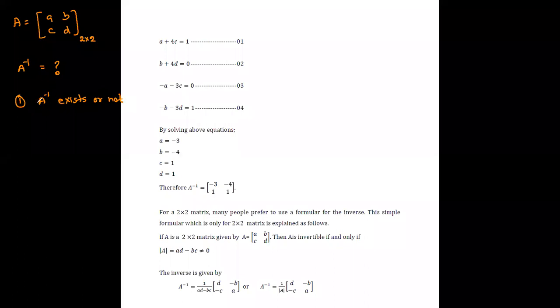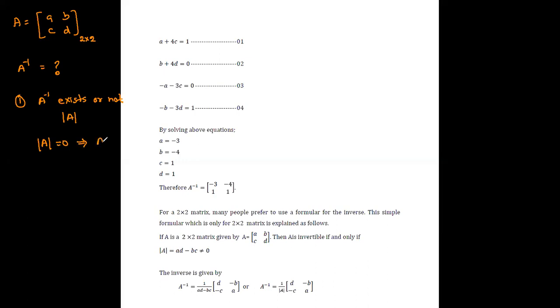To check whether this inverse matrix exists or not, you have to check the determinant of this matrix. If the determinant of the matrix is equal to 0, then we are saying that A inverse does not exist, and at this point we can terminate the calculation.